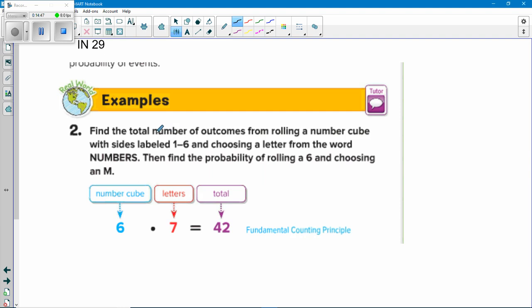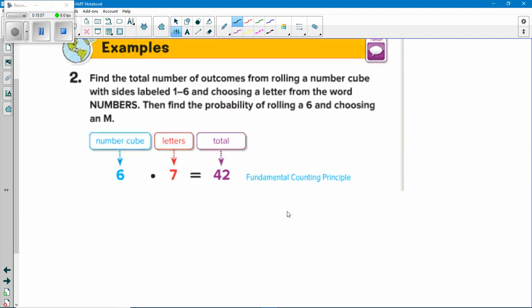So like this, find the total number of outcomes from rolling a die, a number cube, with sides labeled 1 to 6, and choosing a letter from the word numbers. Then find the probability of rolling a 6 and choosing an M. Well, how many numbers are on a die? 6. How many letters are in the word numbers? 7. So 6 times 7 is 42. There's 42 things that can happen.